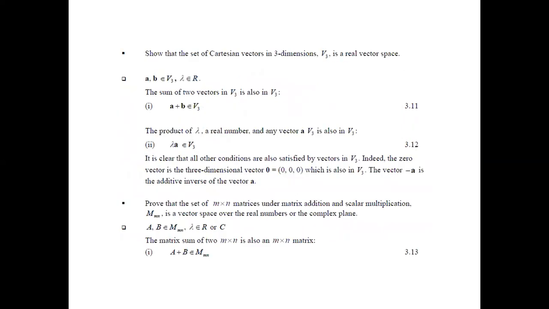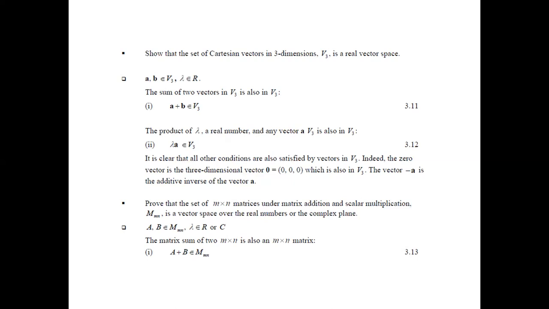Show that the set of Cartesian vectors in 3 dimensions, V3, is a real vector space. A and B are in V3, and lambda is in R. When you add two such vectors, what you get will also be in V3, because when you add two vectors in 3 dimensions, you can only get a vector in 3 dimensions, not a vector in 4 dimensions. Multiply a 3-dimensional vector by a scalar constant, you can only get a vector in 3 dimensions, not a vector in 4 dimensions or 5 dimensions. It is clear that all other conditions are also satisfied.